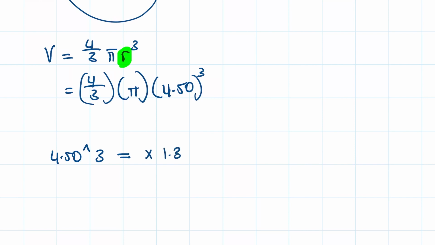Then you're going to hit equals. Then you're going to hit times 1.333, that's 4/3. And then you're going to hit times pi, hit the pi button, and then hit equals. Okay, I'm going to pause for 5 seconds. You pause the video and work this out.